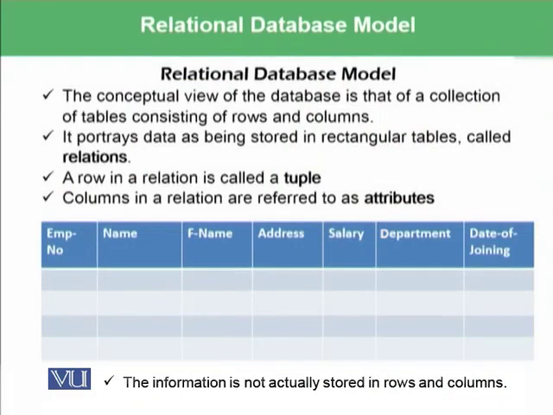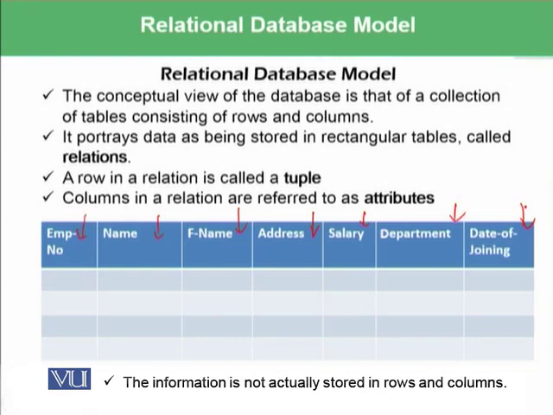Let's have an example of a database model known as the relational database model. In the relational database model, the conceptual view of the database is that of a collection of tables consisting of rows and columns. So this is similar to a multi-dimensional array which has multiple columns. For example, we have employee number, name, father name, address, salary, department, and date of joining.